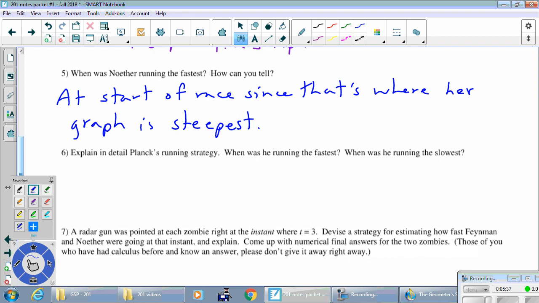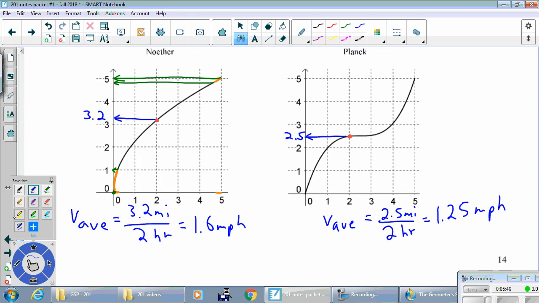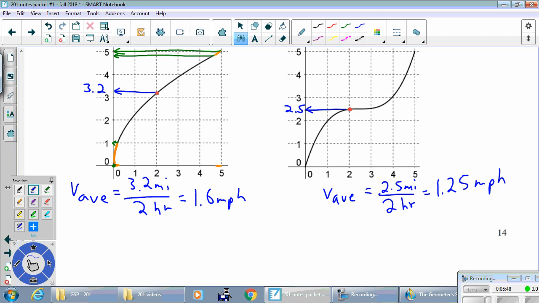Okay, number 6, explain in detail Planck's running strategy. When was he running fastest? When was he running slowest? Okay, so taking a look at Planck's graph, it's the most complicated one. You can see the graph is quite steep in the beginning. That means that Planck was running very fast in the beginning. And then the graph slows down. In fact, you can see that the graph is pretty much horizontal for about an hour there.